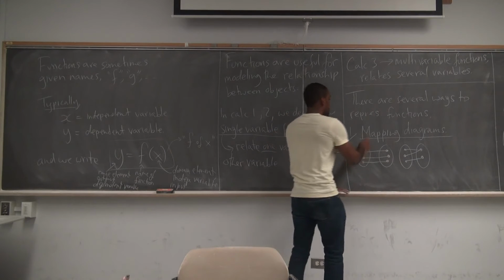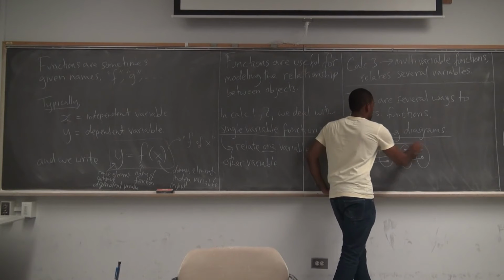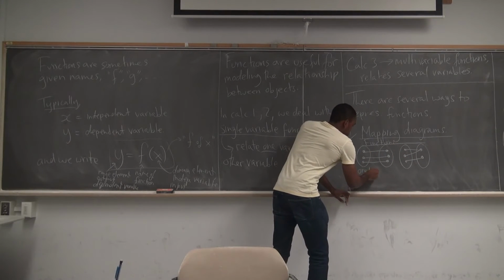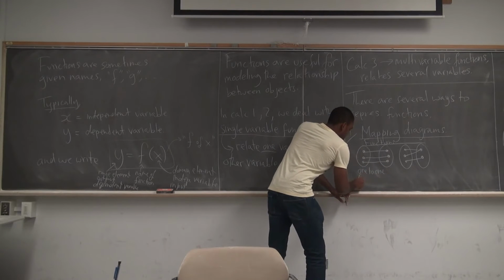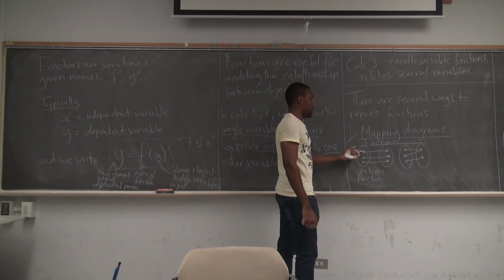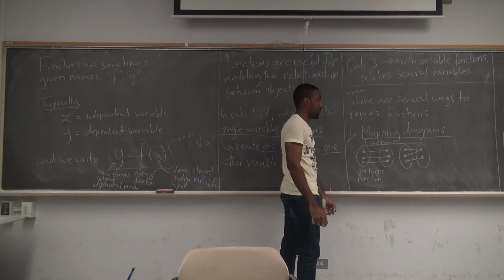So these here are functions. This is called a one-to-one function. Notice that each individual in the domain connects with one individual in the codomain, right? One goes with one, right?